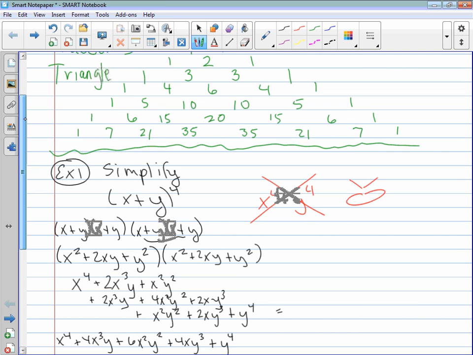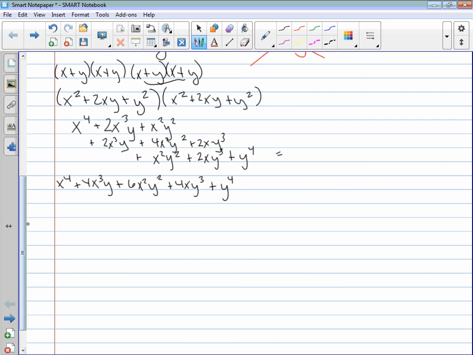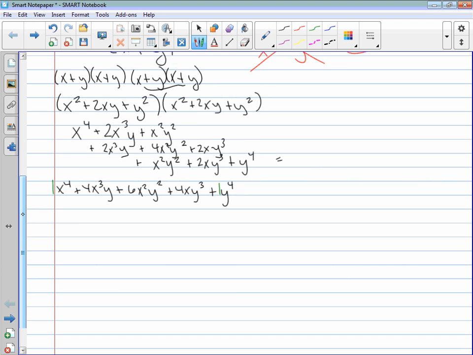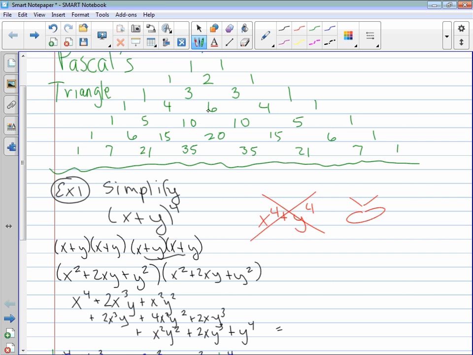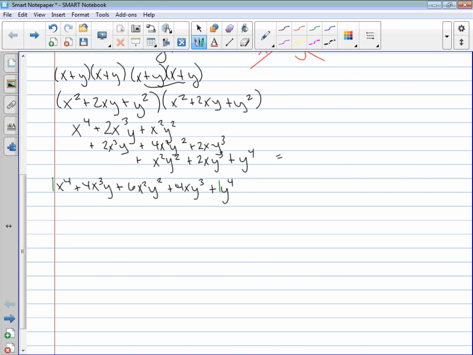Does any of that look familiar? X's and y's. There's no z. I'll give you a hint. The letters and the numbers. What happens if I put an invisible 1 here? 1, 4, 6, 4, 1. How does that help us?